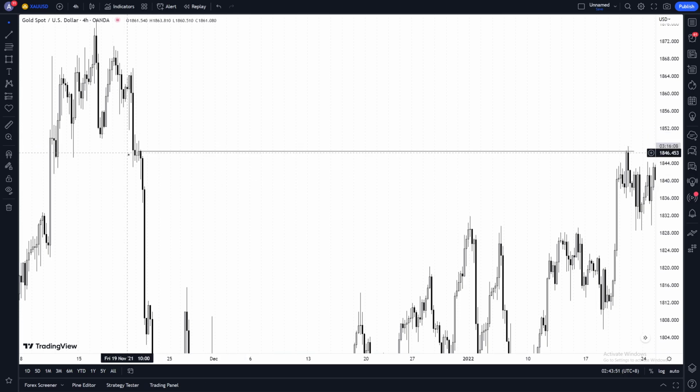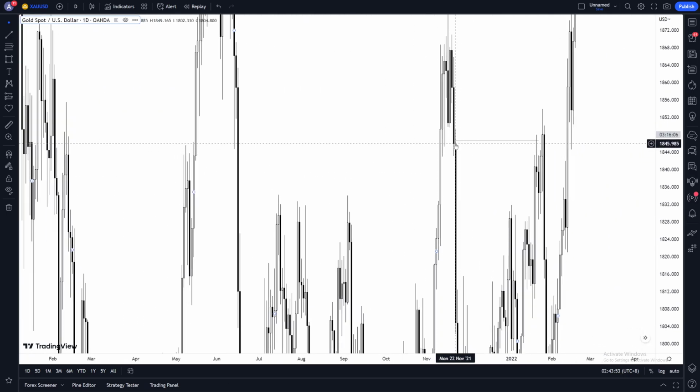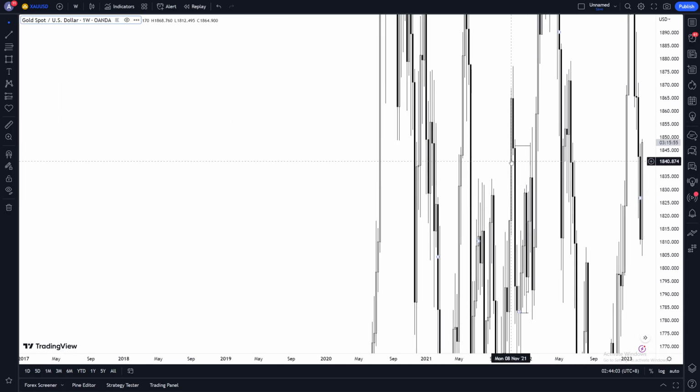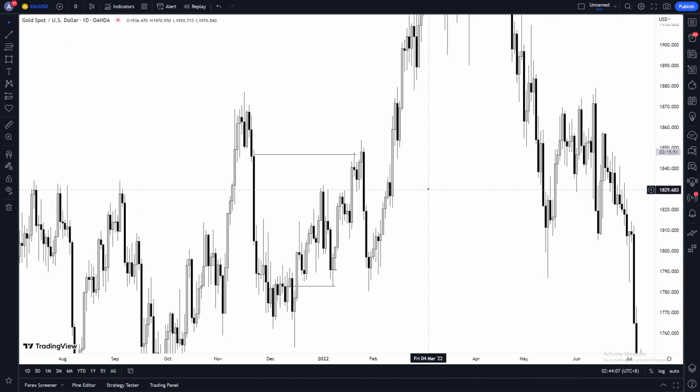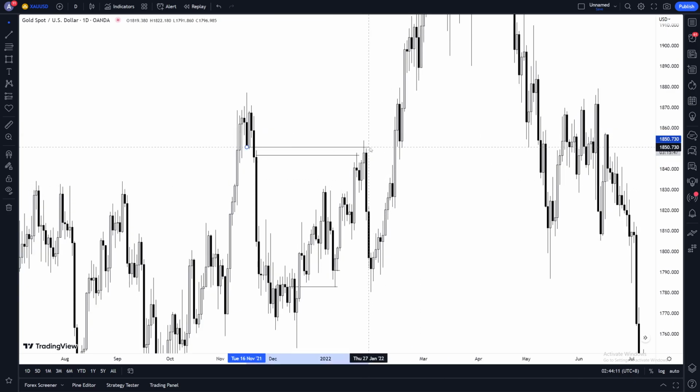H4 MTF with a daily. Look, MTF with a daily. Why MTF? Because in this case, it's not exactly there. It's a bit above. Yes, that's good. That's a refinement, so it's even better, in fact. H4 MTF with the daily. MTF with the monthly. And there we are. And the next one comes about right here. Okay.